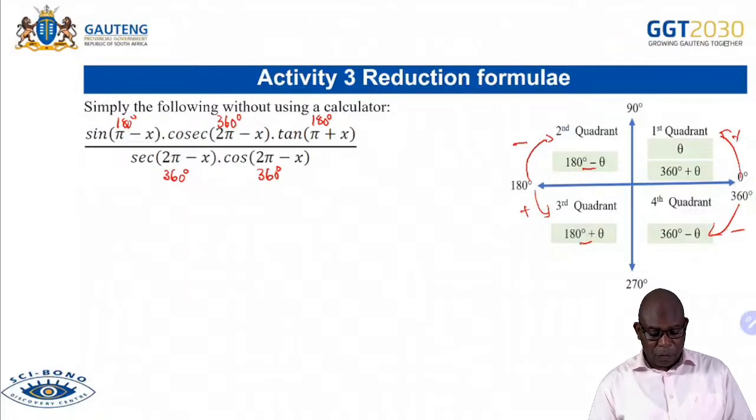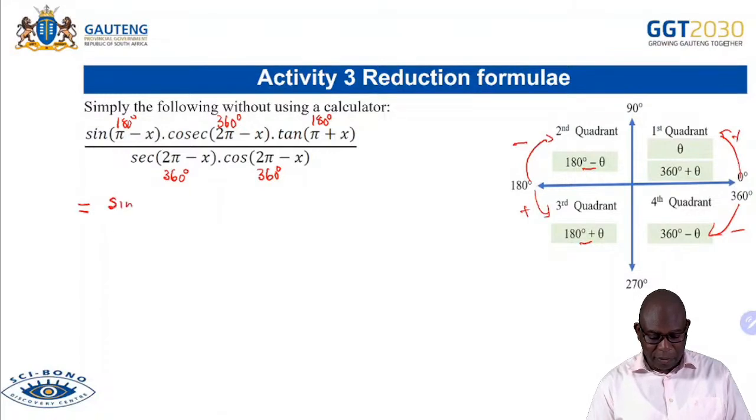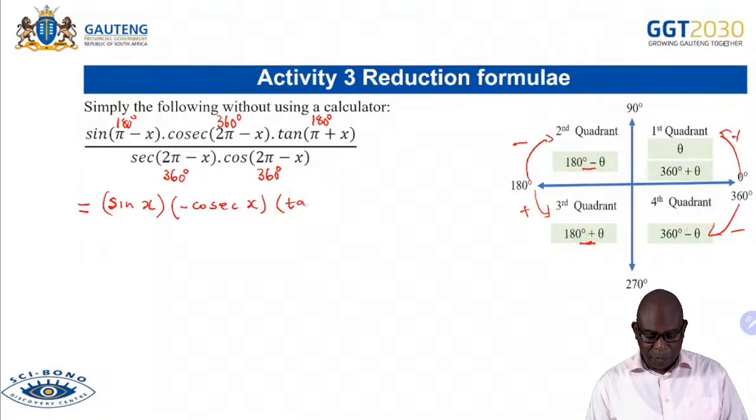Okay, so here we're going to have equals to 180 minus, it's in the second quadrant, sine is positive in the second quadrant. Put them in brackets, please. The cosec, it's negative in the fourth quadrant. So in the fourth quadrant, it's negative cosec x. The tangent in 180 plus, it's positive in this quadrant. So I just write this positive tangent.